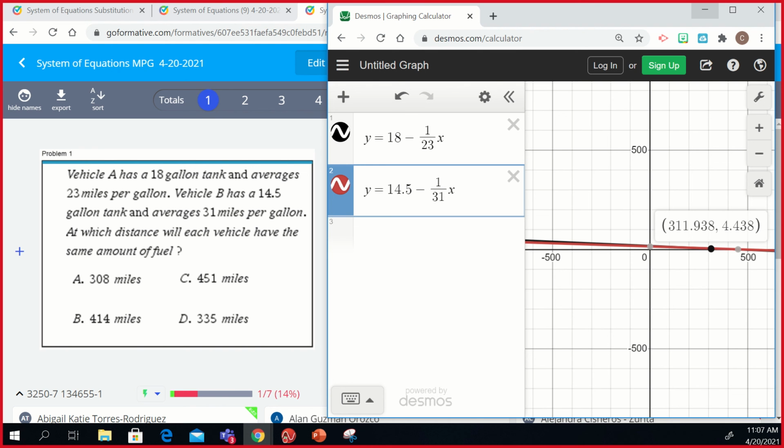Is it exact? No. Because in the real world, you get decimals, fractions, all that other stuff. It's definitely not 335. 335 is too high. It's 20 miles too high. It's not going to be 451, so that's way too much. But you need to see where they cross. Are there any questions?